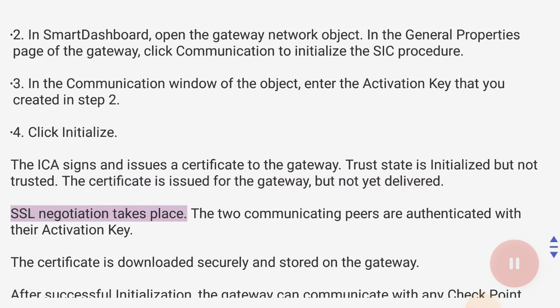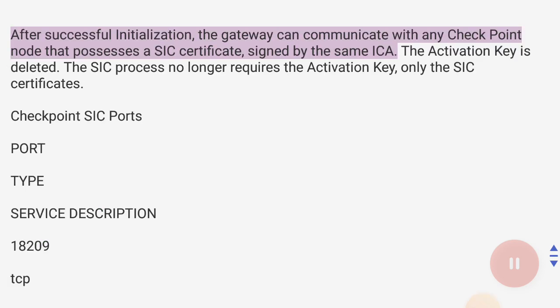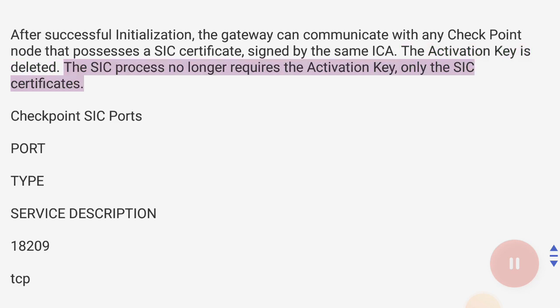SSL negotiation takes place. The two communicating peers are authenticated with their activation key. The certificate is downloaded securely and stored on the gateway. After successful initialization, the gateway can communicate with any Checkpoint node that possesses a SIC certificate signed by the same ICA. The activation key is deleted. The SIC process no longer requires the activation key, only the SIC certificates.